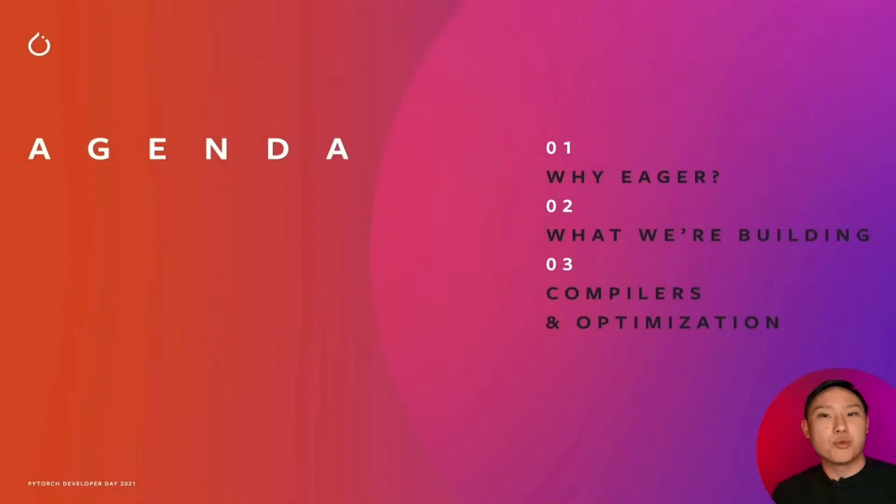So I'm going to cover three major topics in this talk. The first is why Eager? Why are we building an Eager mode integration for our production audiences? The second is what are some of the key technical challenges that we faced when trying to bring Eager to production audiences, and what we built to help solve or resolve some of those technical challenges. And the third is bringing back compilers and optimization into an Eager-first world.